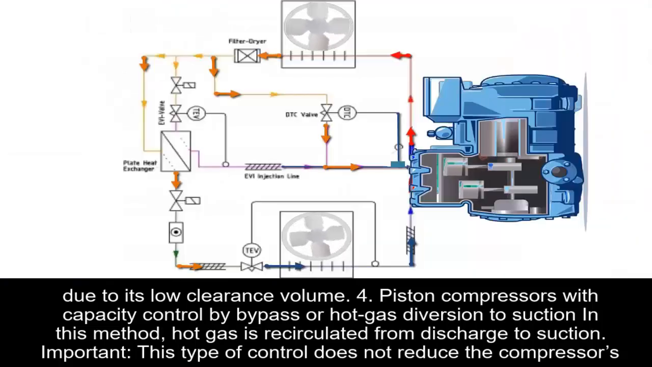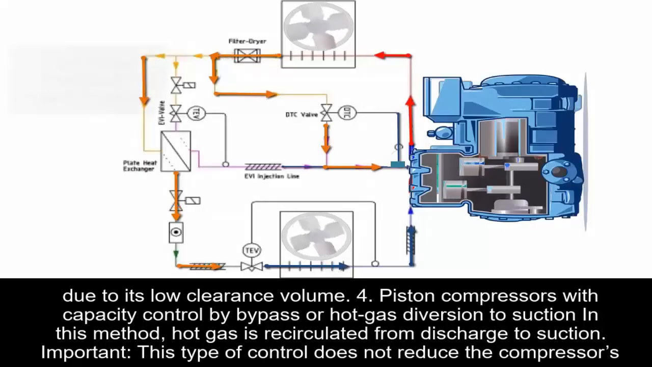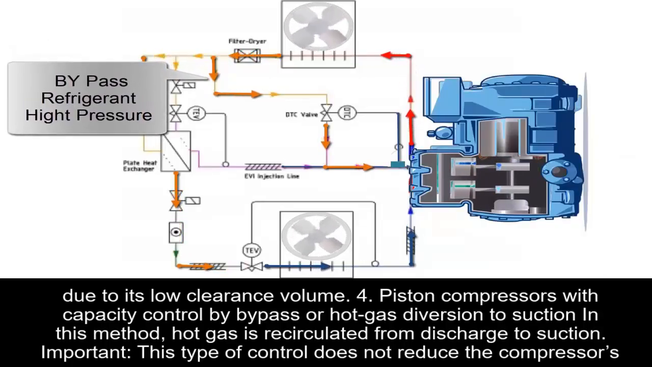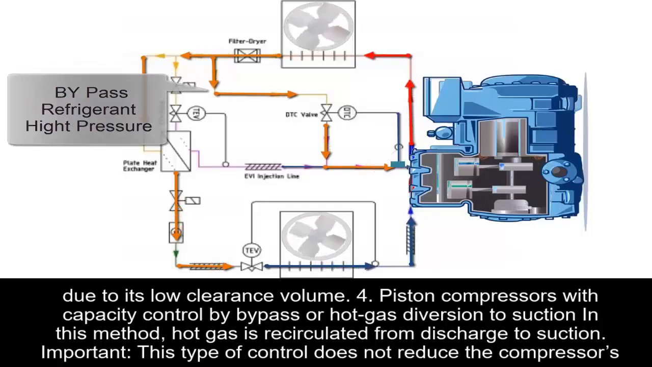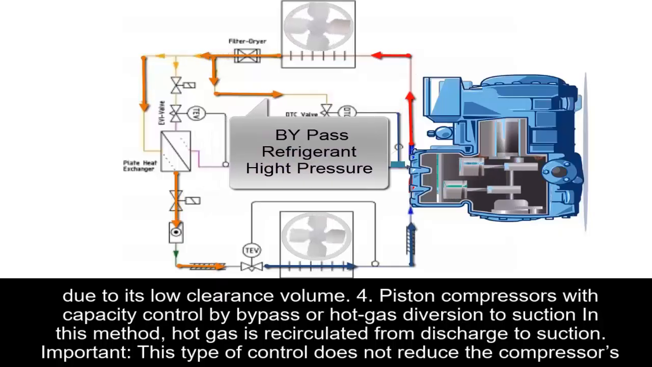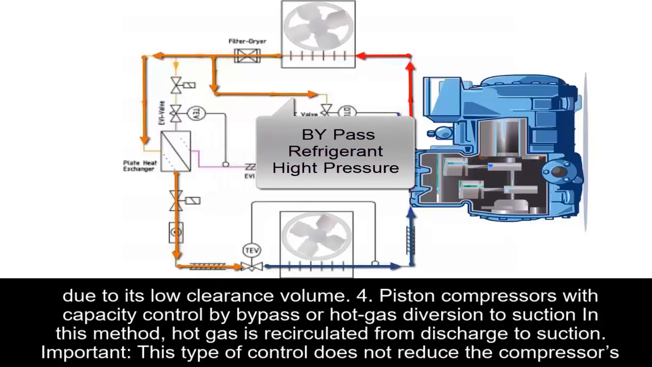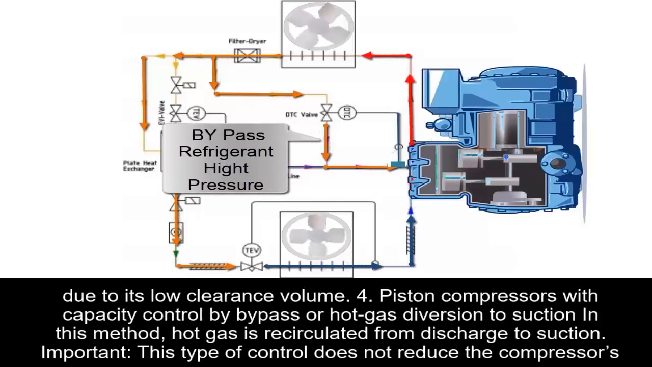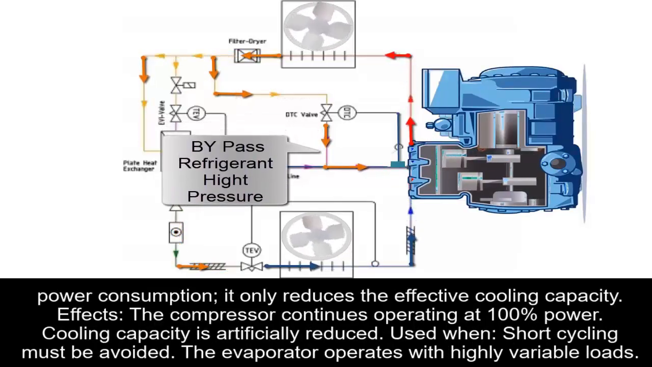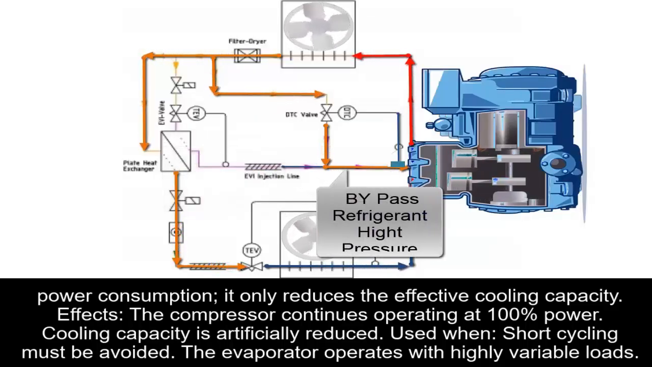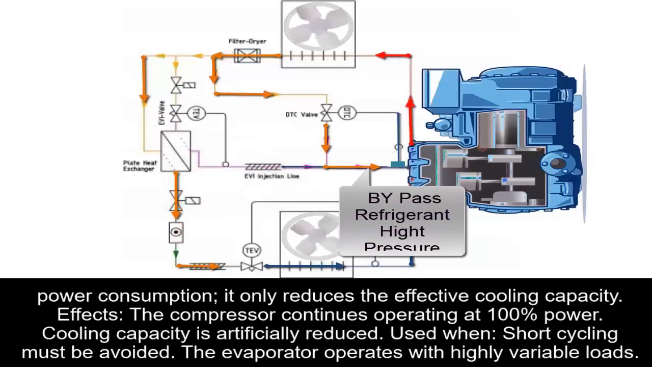4. Piston compressors with capacity control by bypass or hot gas diversion to suction. In this method, hot gas is recirculated from discharge to suction. Important: this type of control does not reduce the compressor's power consumption. It only reduces the effective cooling capacity. Effects: the compressor continues operating at 100% power. Cooling capacity is artificially reduced.